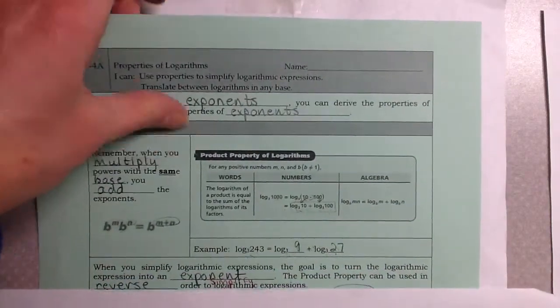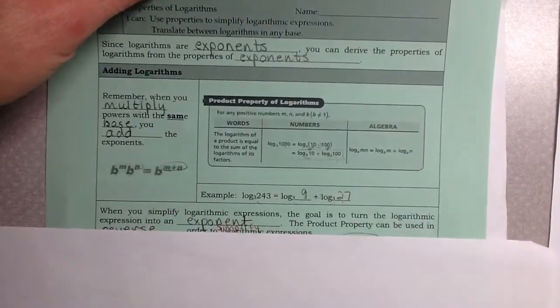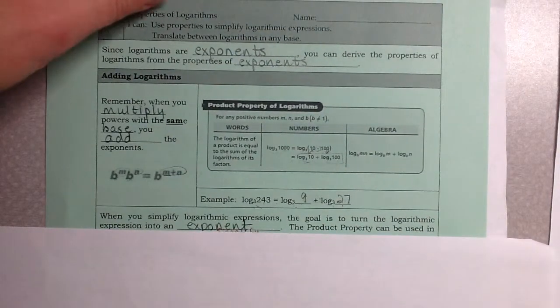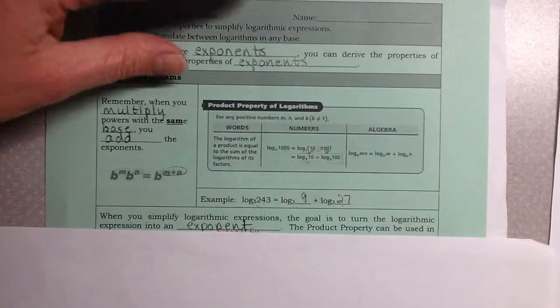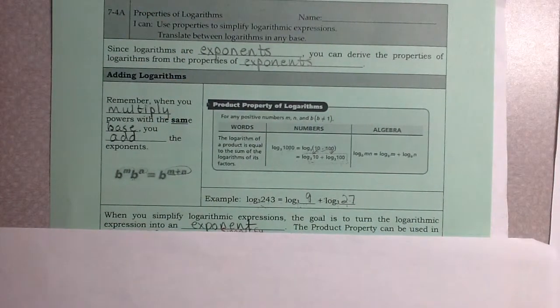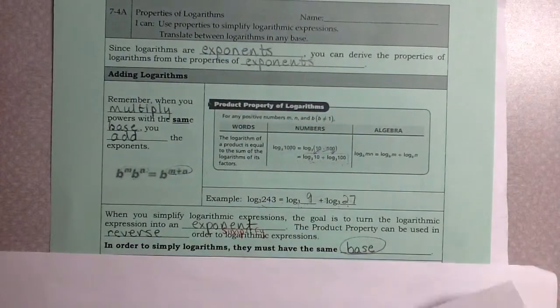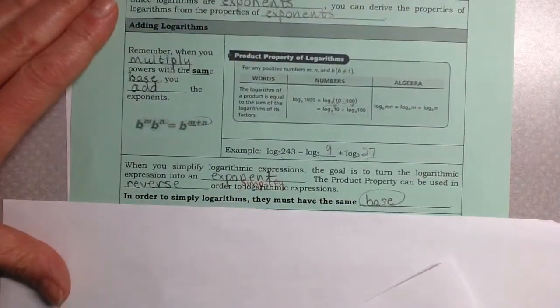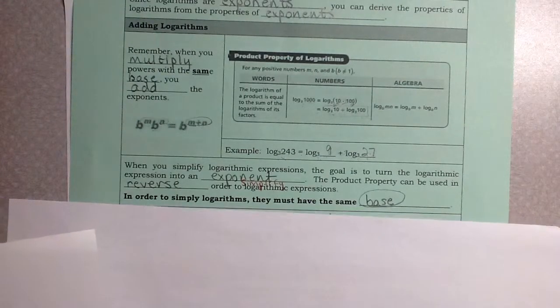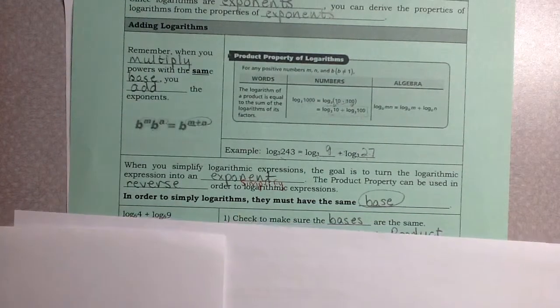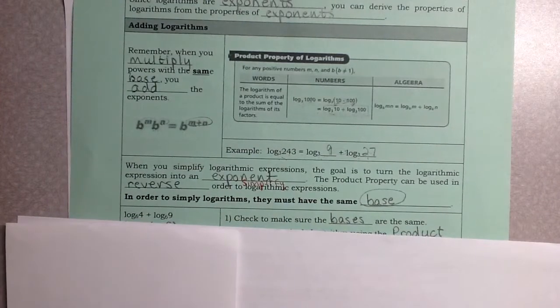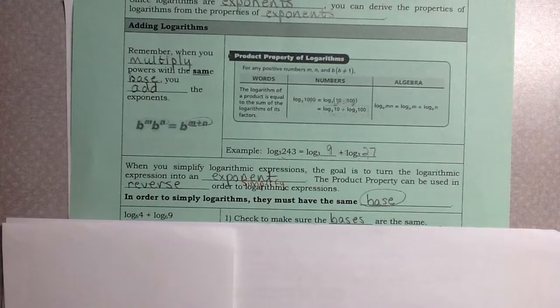Now, when you simplify logarithmic expressions, the goal is to turn the logarithmic expression into an exponent, and the product property can be used in reverse order too. And I want you to add the word simplify here, so in order to simplify logarithmic expressions. Now, in order to simplify logarithms, they must have the same base. So I have a problem here, and I have some steps that you need to check. First, make sure that the bases are the same. And here they are. They both have a base of 6.